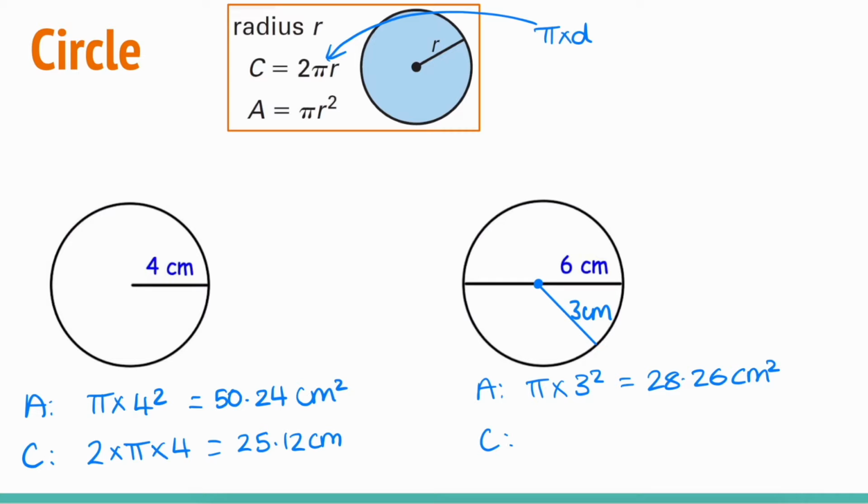And then for the circumference, I could actually use this one here and use the diameter, so it could be 6 times pi, or I could use this one here and use the radius, so it would be 2 pi times 3. Either way, it doesn't really matter. It's just personal preference. So you're either going to have pi times 6 or 2 times pi times 3, and you can see there why it's exactly the same. And that gives you 18.84 centimeters because it's just a length around the edge. It's the perimeter of the shape.